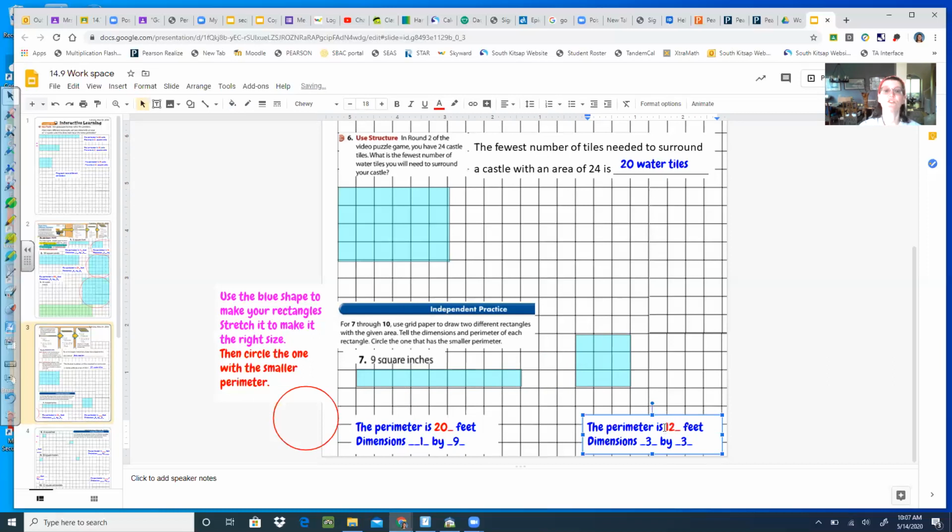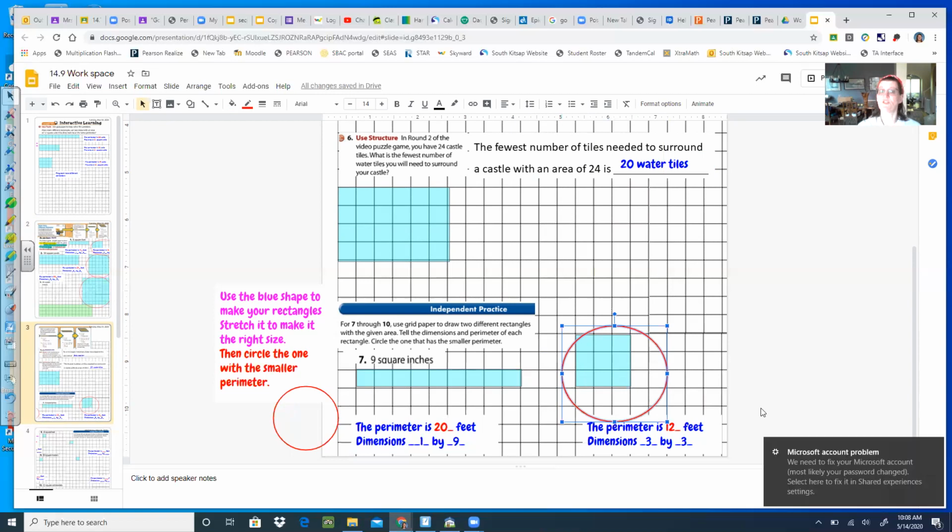Okay, now it says circle the one that has the smaller perimeter. So Control C, Control V. This one, its perimeter is significantly smaller. Difference of 20 and 12, that's pretty huge. So remember, the closer you get to a square, the smaller the perimeter. Okay, so now on our next page, remember, I'm only doing odds.